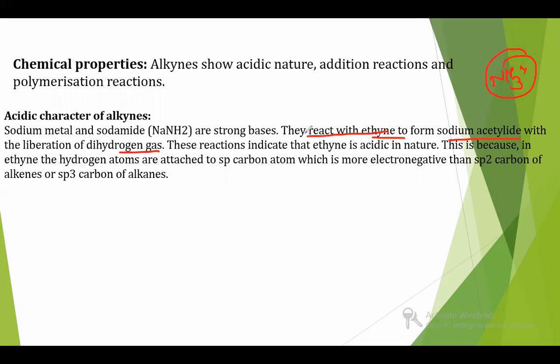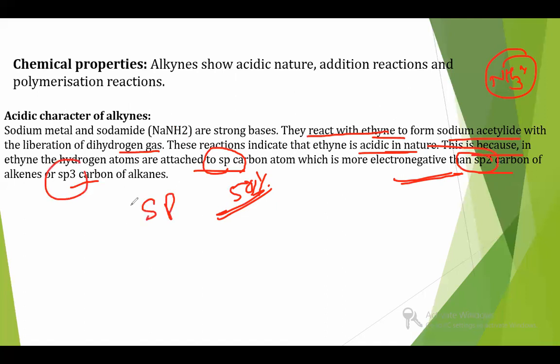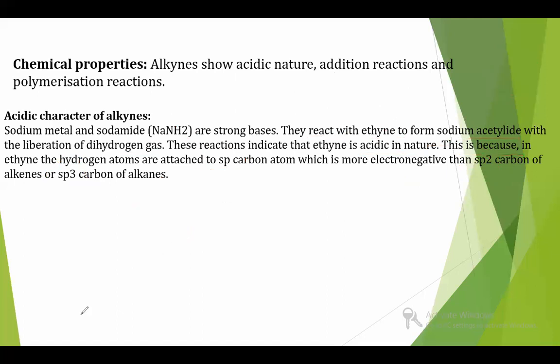Next, this reaction indicates ethyne is acidic in nature. This is because in ethyne, the hydrogen atoms are attached to sp carbon, which has 50% s character and higher electronegativity than sp2 and sp3. The s character in sp3 and sp2 is less compared to sp. The more the s character, the more the acidic nature. This is what we discussed in the first chapter.